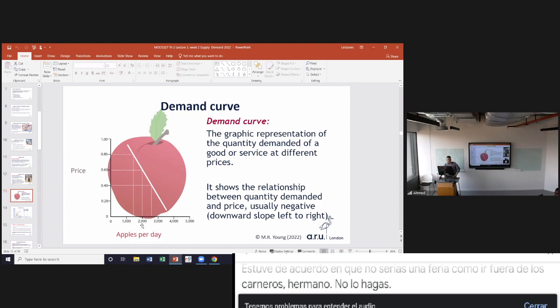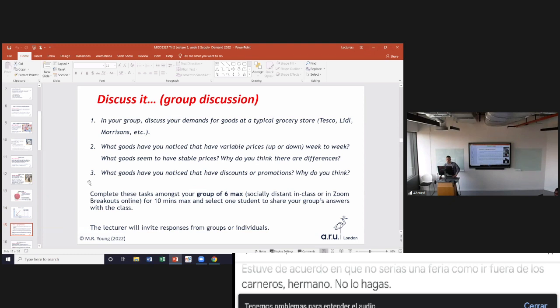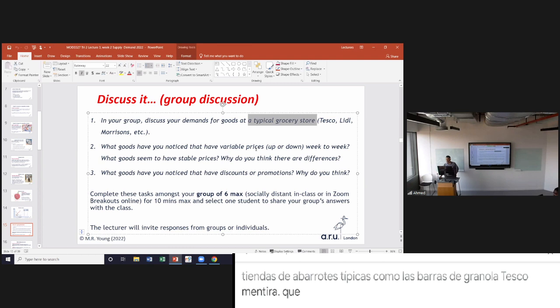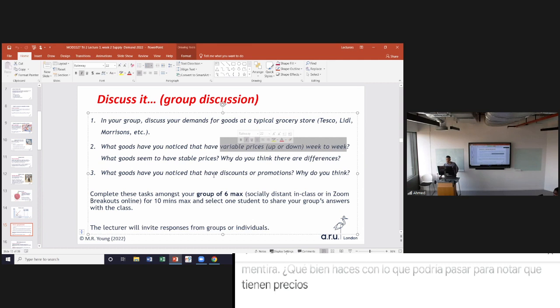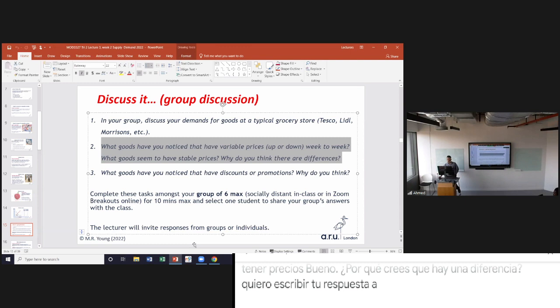Okay, so let's have a look at the idea of demand. Now, in your groups, I'm going to give you a job to do. In your group, discuss your demands for goods at a typical grocery store like Tesco or Morrisons. What goods do you demand? What goods have you noticed that have variable prices, up or down week by week? What goods have stable prices? Why do you think there's a difference? I want you to actually answer this question. In a supermarket, what has a stable price and what changes week to week?